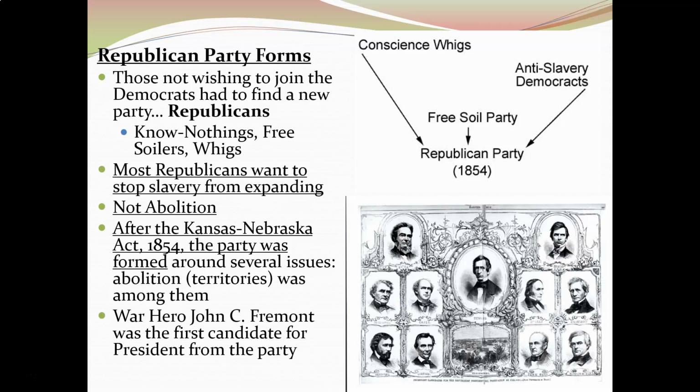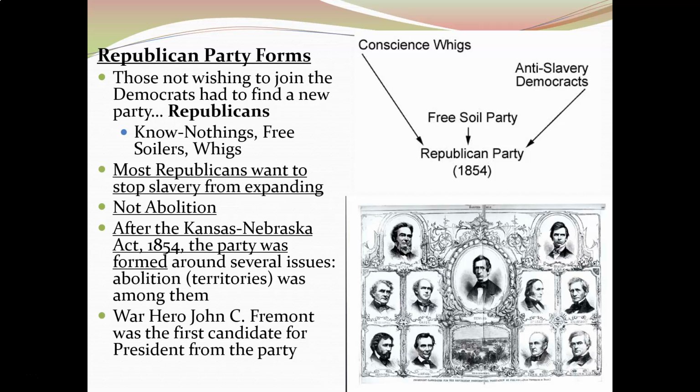Now, the final party that kind of forms out of all of these parties trying to pop up during this time is the Republican Party. Those that did not wish to join the Democrats had to find a new party, and you had the Know Nothings, the Free Soilers, the Whigs. The Whigs are dying off. Free Soilers, this is a new party. Then you have the Know Nothings, who are against immigrants. We've got to figure out, what can we all stand on? And so what happens is you get all of these people into one group, and it becomes the Republican Party.